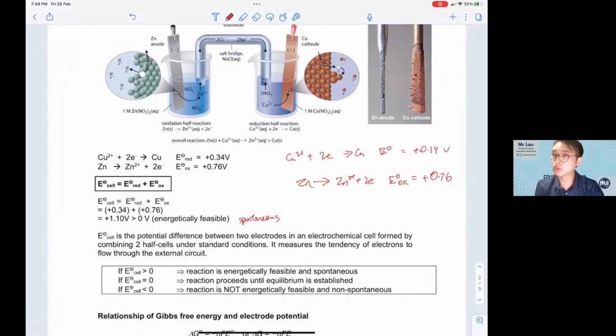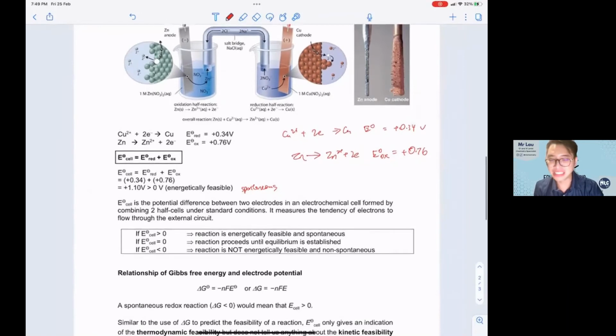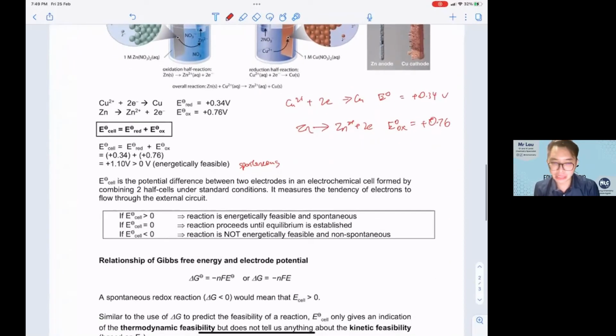Now I just want you to remind yourself, where have you seen this terminology before? You've seen it in chemical energetics part 2, where we talk about your delta G. So is there a relation? Yes. Your delta G is related to your E0 cell by this equation: delta G equals minus nFE0 cell. As you can see from this equation, if E0 cell is positive, your delta G will be negative. So when your delta G is negative and your E0 cell is positive, they mean the same thing. They both mean that your reaction will be spontaneous or feasible.